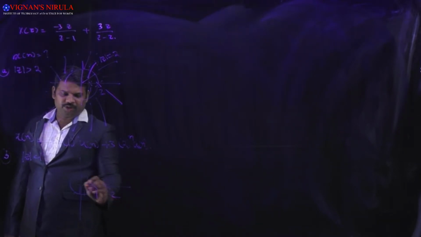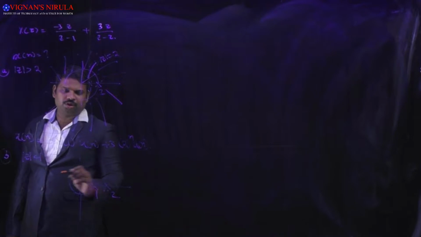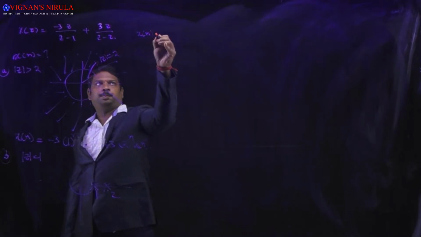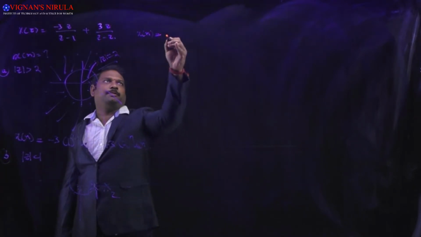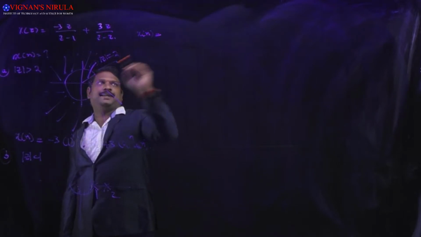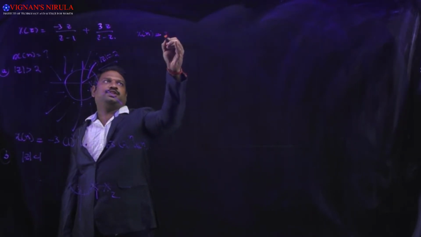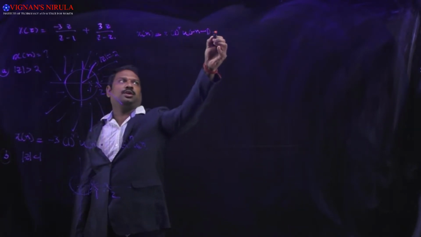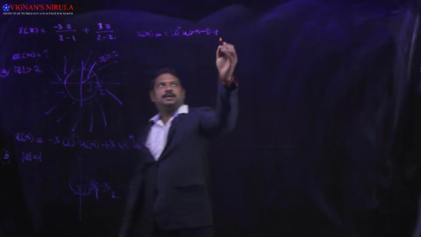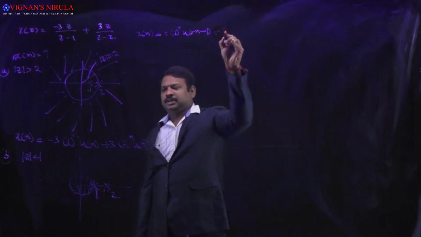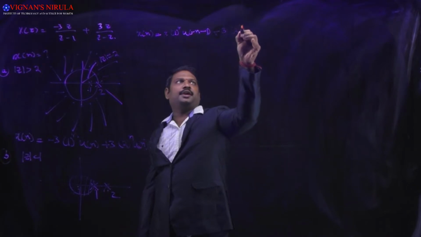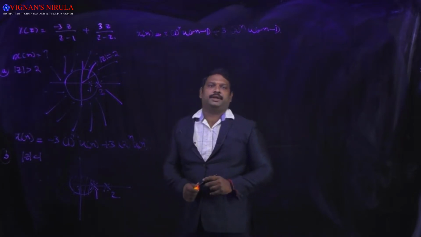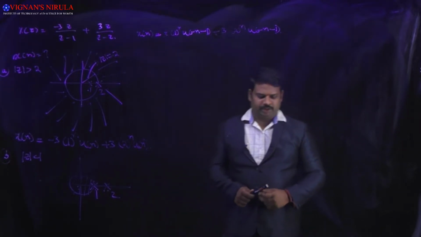Looking at pole 1, the ROC is inside. Looking at pole 2, it is also inside. Therefore, x of n will be inside now. That's why we need to write the minus, which is already present here. So it is minus 3 into 1 power n u of minus n minus 1 plus again minus 3 into 2 power n u of minus n minus 1.